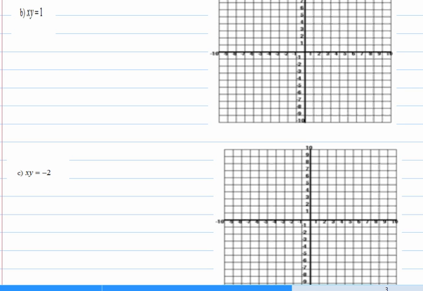Continuing with the 10.1 to 10.4 review, we're asked to graph the hyperbola with the equations that you see here. This is 5b and c. So we've learned that if we have xy equals a constant, and that constant is positive, so it's greater than zero, then the graph looks like a hyperbola like this, where it goes on forever on both ends, and it has asymptotes.